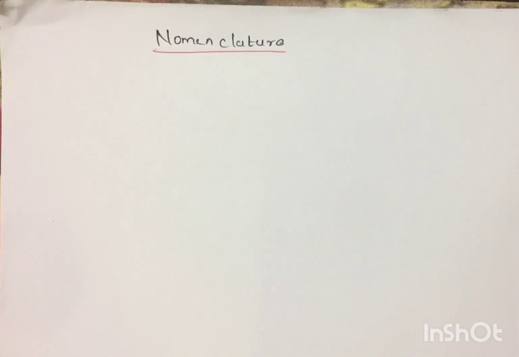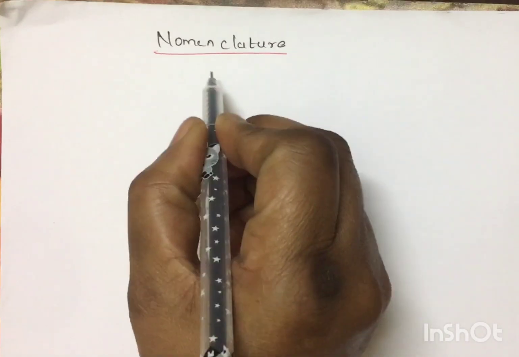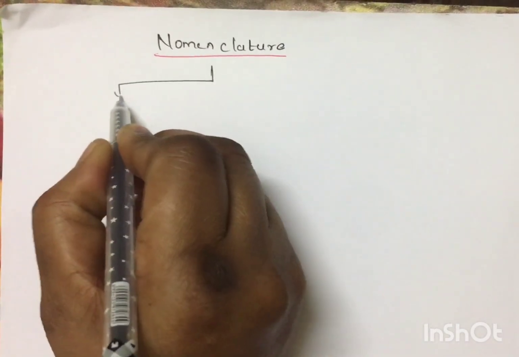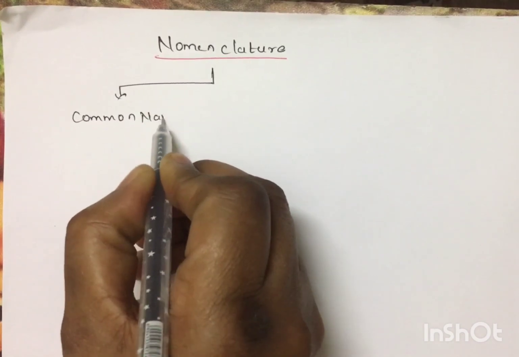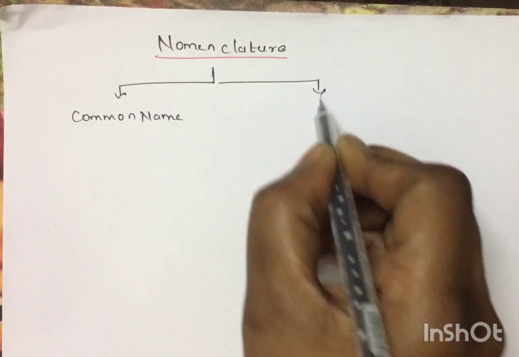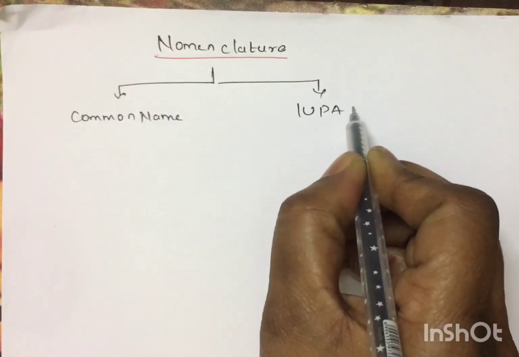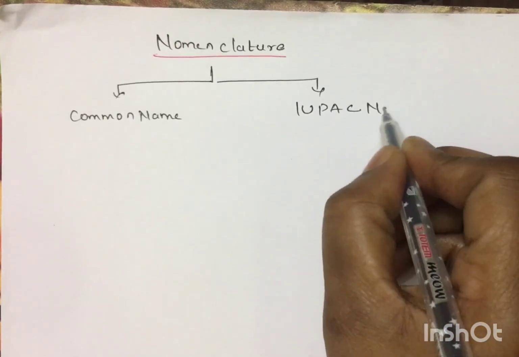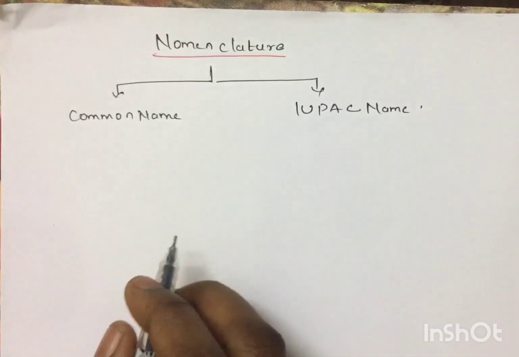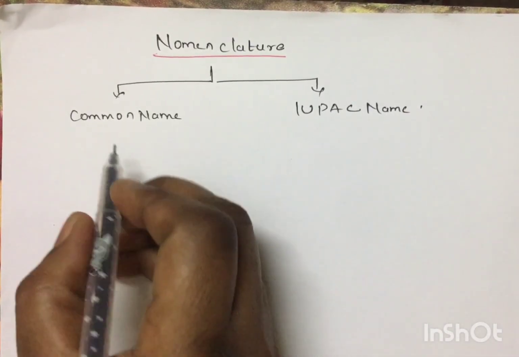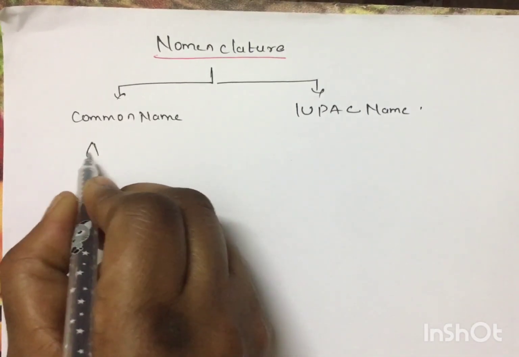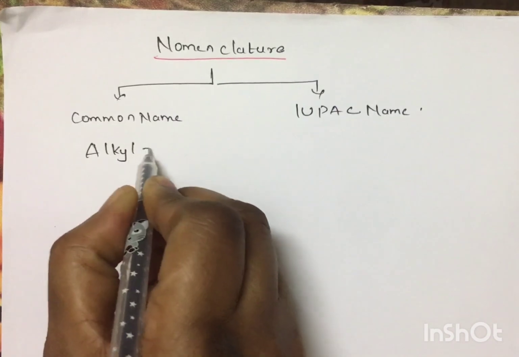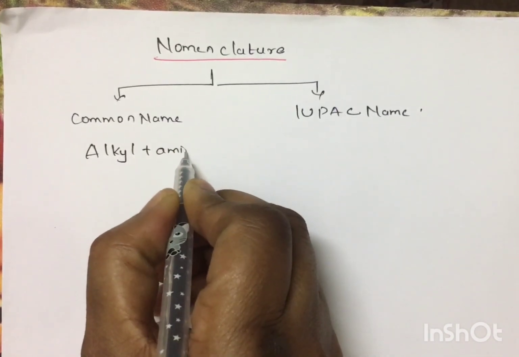Nomenclature in amines. We know that in nomenclature there are two types of naming. The first one is common name, and the second type is IUPAC name. In common name, the alkyl name comes first. So, alkyl plus amine is added.